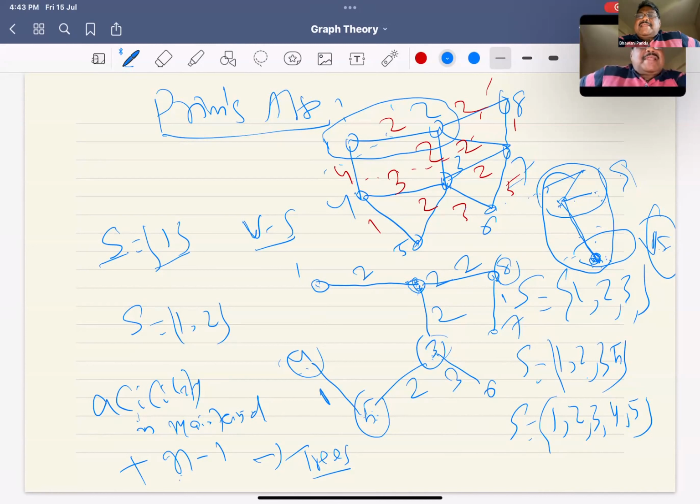How many edges am I adding? How many times am I iterating?